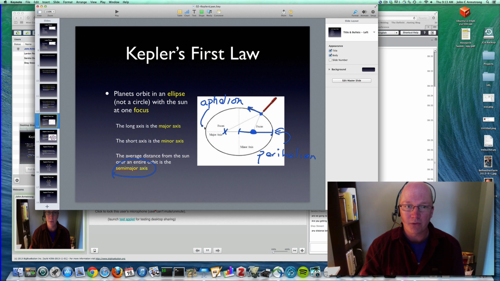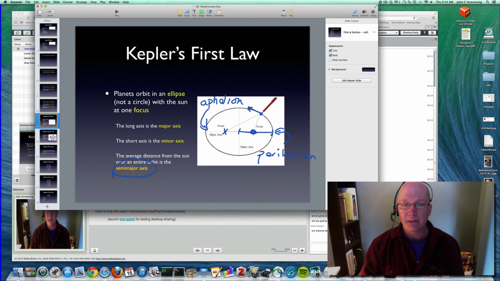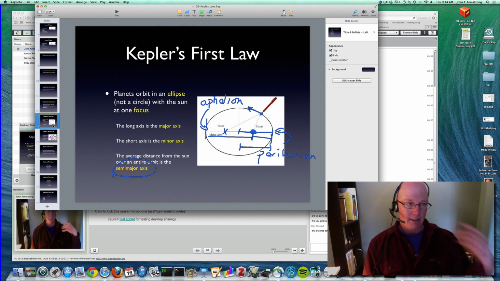These are Greek words for close to star and far away from star. So this is a big distance here, right? That's the furthest distance the planet gets from the star. This is the closest distance, and the average of those two is the semi-major axis right there. Okay, so that's Kepler's first law, ellipses, right?